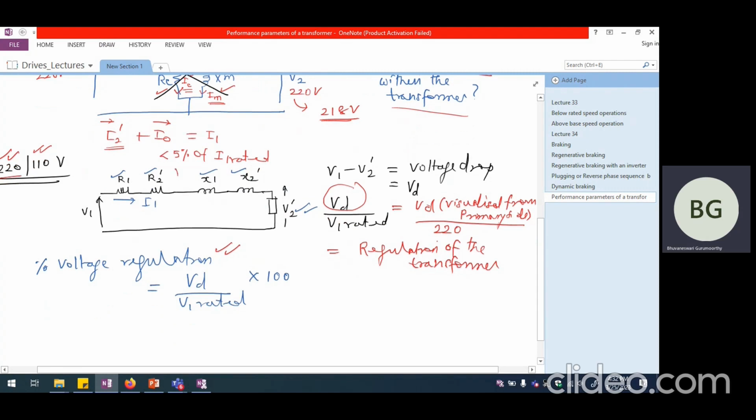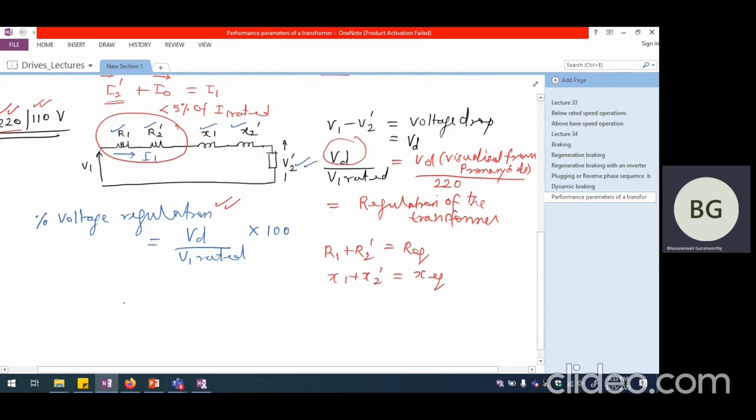Now, what we will do is this R1 and R2 dash put together, we will write that as R equivalent. Similarly, X1 plus X2 dash put together, we will write that as X equivalent. So on the whole, we should be able to draw the transformer equivalent circuit somewhat like this. This is R equivalent and this is X equivalent. And I'm applying V1 here, and what comes out here is V2 dash.